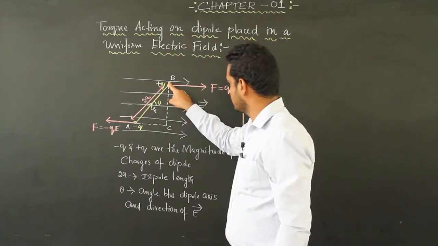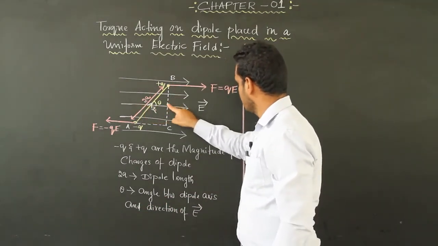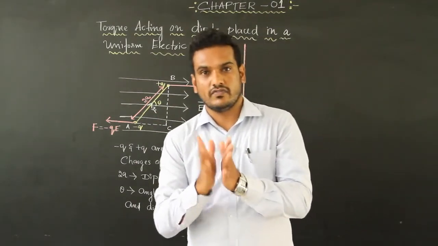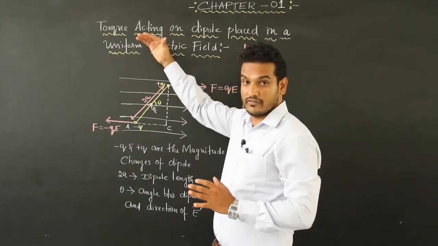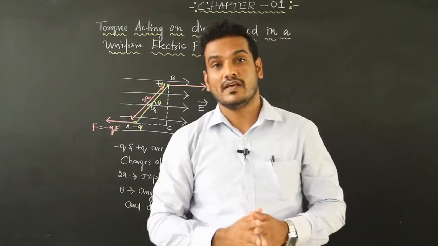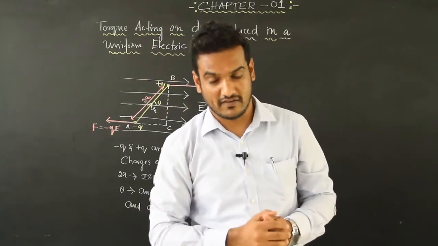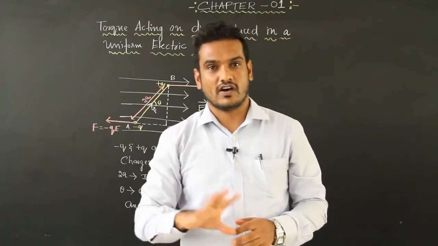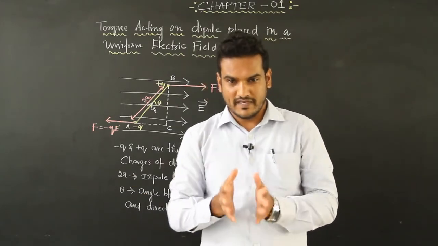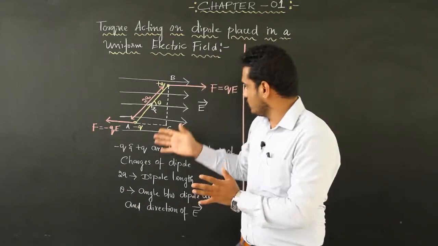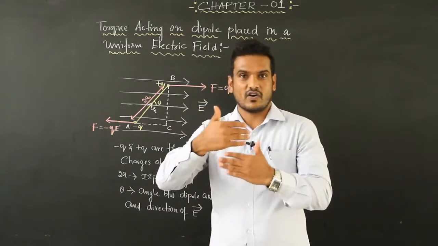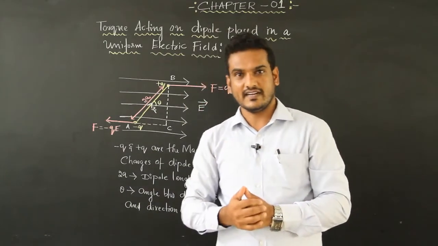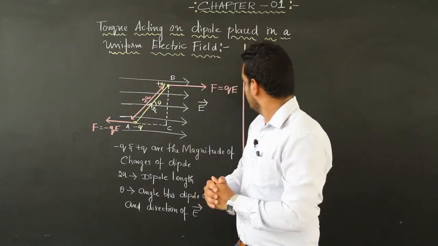This is the dipole axis and this is the direction of electric field. It makes angle theta. So our intention is we need to find torque which is acting on a dipole placed in uniform electric field. Torque is nothing but rotating force or twisting force, which means when the dipole is placed in a uniform electric field, it experiences a torque, which means it rotates. Let us understand along with the derivation.